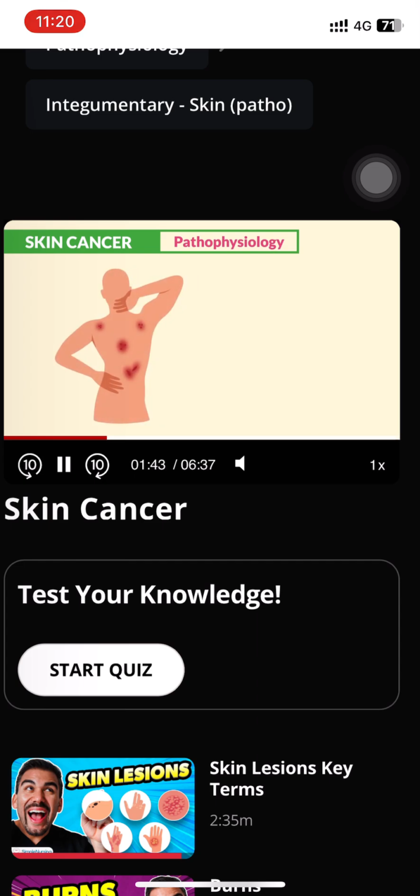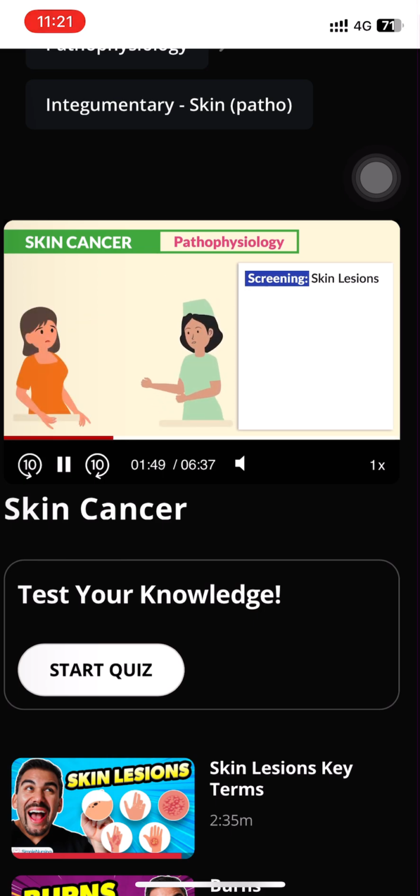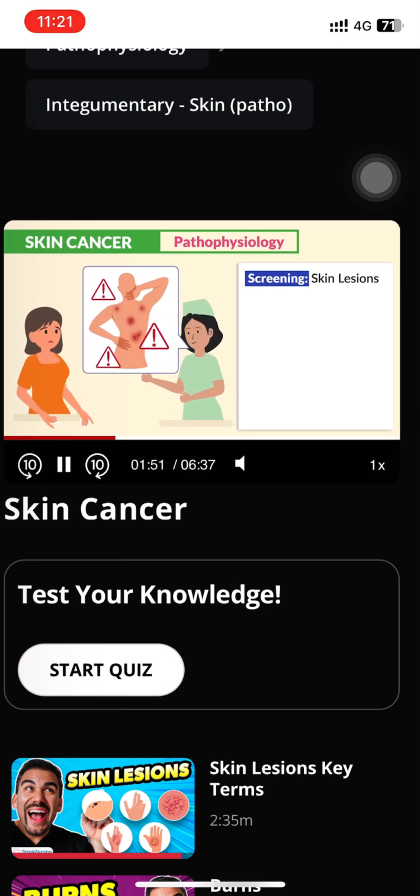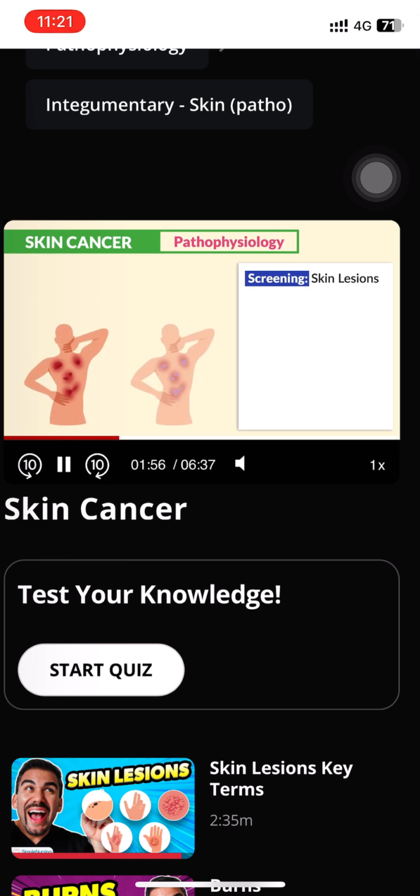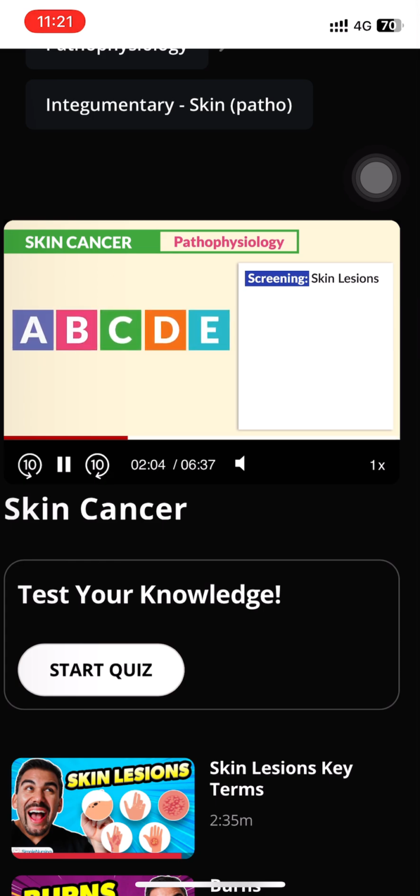Now, in terms of signs and symptoms, screening for skin lesions is the biggest key point. The key here is prevention, so we must educate clients to be vigilant on screening lesions. Anything that is changing in size, color, or dimension is bad, and typically means that it's malignant or deadly. So the A, B, C, and D are the biggest NCLEX tips for screening.